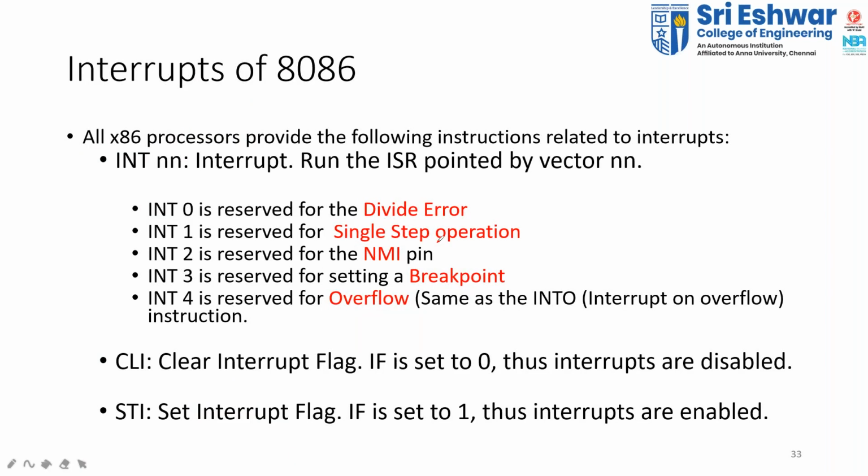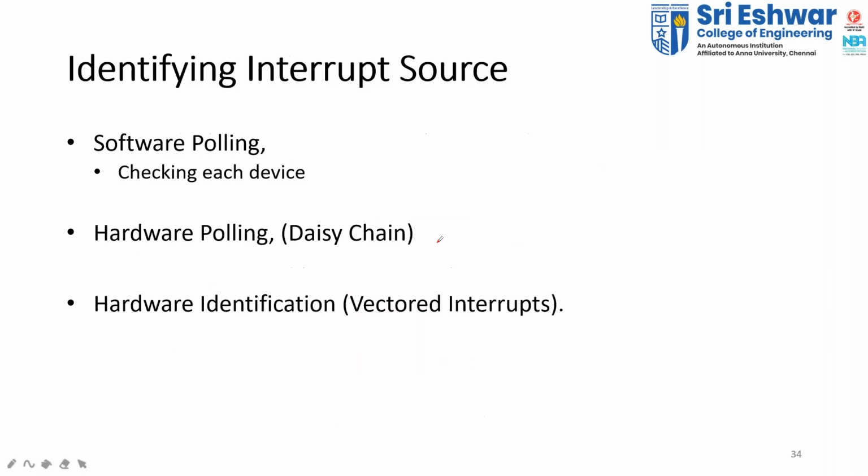And next comes the interrupts of 8086, identifying interrupt sources. How can you identify the interrupts? We have basic methods: one is software polling, the other is hardware identification, right? Under software polling, we have to check each and every device, whether we have written any software interrupts in the program or not. We should check each and every time. That is software polling. Hardware polling is nothing but the daisy chain method. For example, what happens when polling is done?